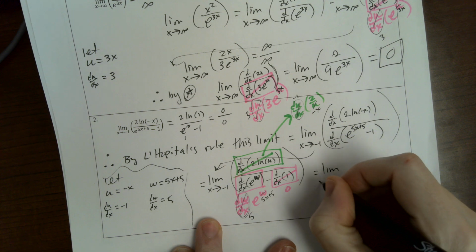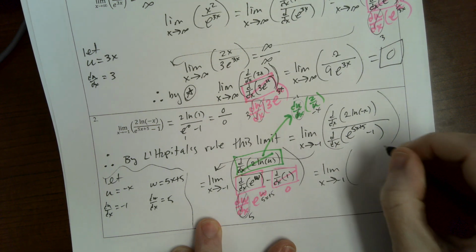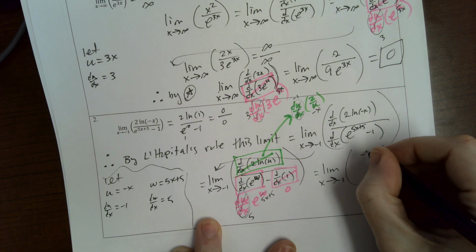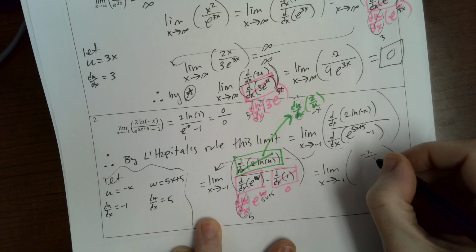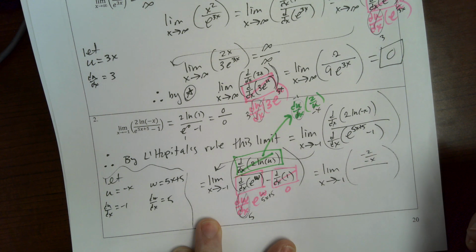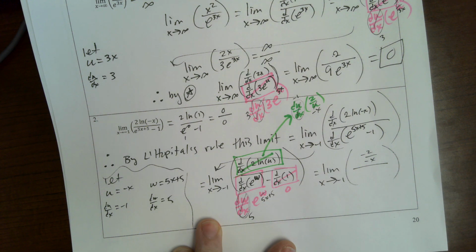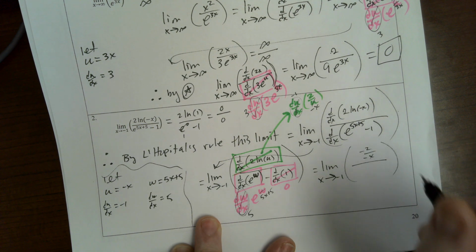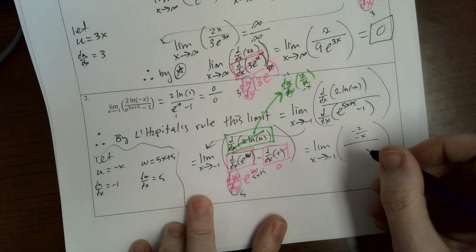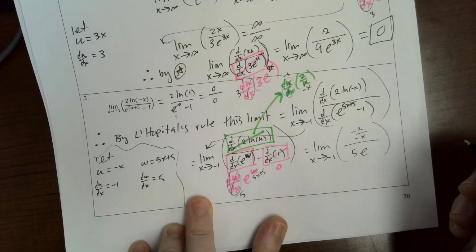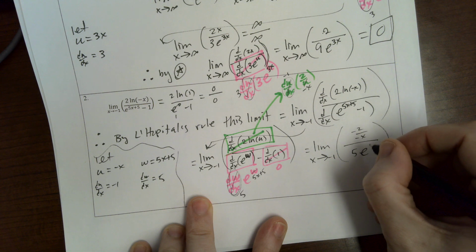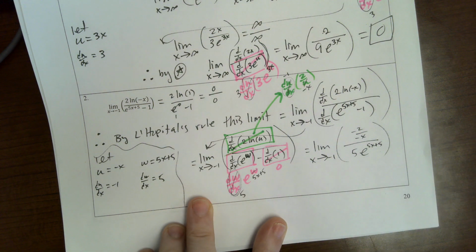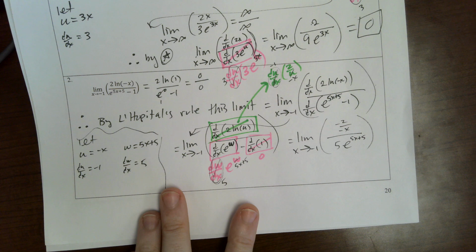Okay, so this is the limit as x approaches -1. In the top, -2 over -x. Okay. Wait a minute, that doesn't seem right. Oh yeah, it does actually, okay. All right, so -2 over -x, and then in the bottom, 5e to the 5x plus 5. Okay, so this is what we've got.